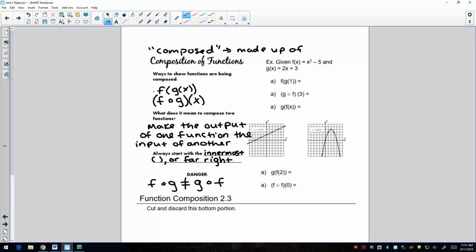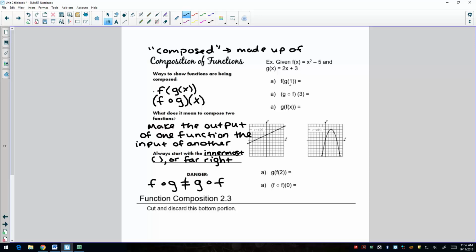Okay, so let's do some examples. You'll notice over here they all say A. For some reason the formatting got messed up, but obviously that should be A, B, C, D, E. So we're going to start with A, the actual first one. These are the two functions we're using for the first three examples. We're using x squared minus 5 for F, and for G we're using 2x plus 3.